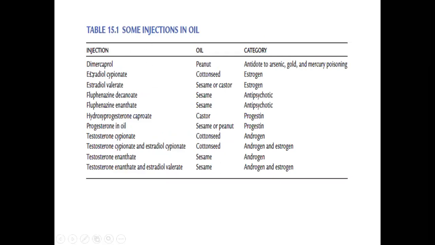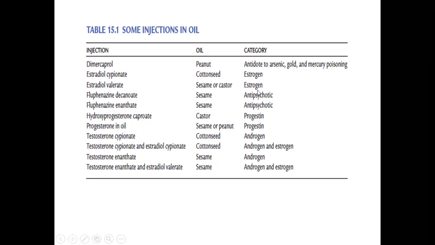Fixed vegetable oils and alcohols are widely used as solvents and vehicles. Some injections in oil: dimercaprol, which is an injection in peanut oil. The vehicle used is peanut oil. It is an antidote to arsenic, gold, or mercury poisoning. Then estradiol cypionate and estradiol valerate. So different oils are there: cottonseed, sesame, or castor oil.